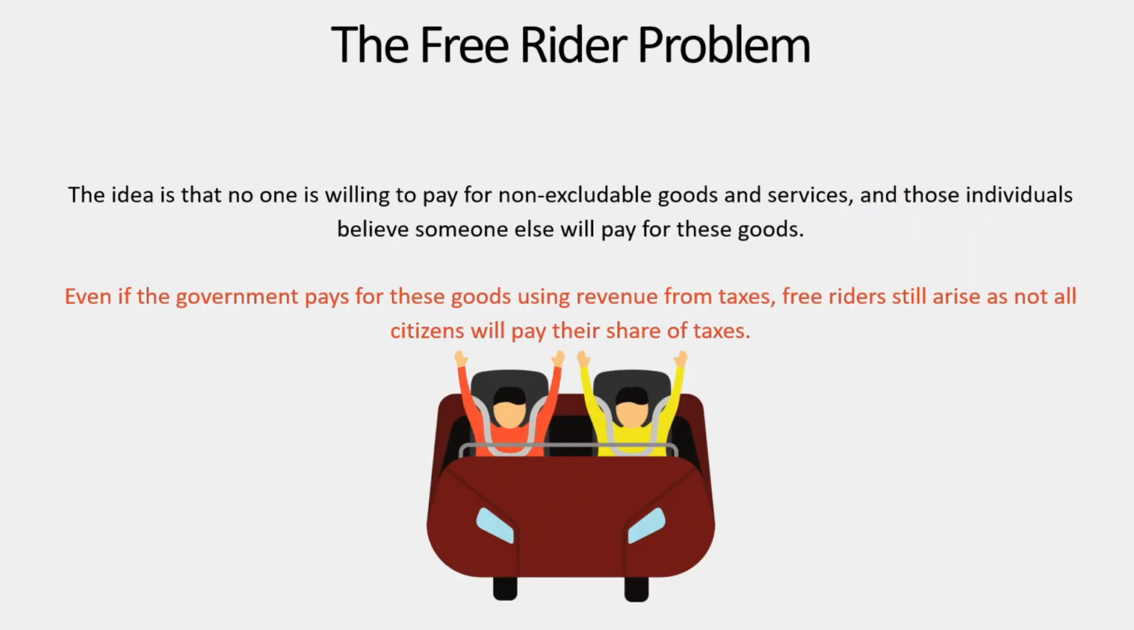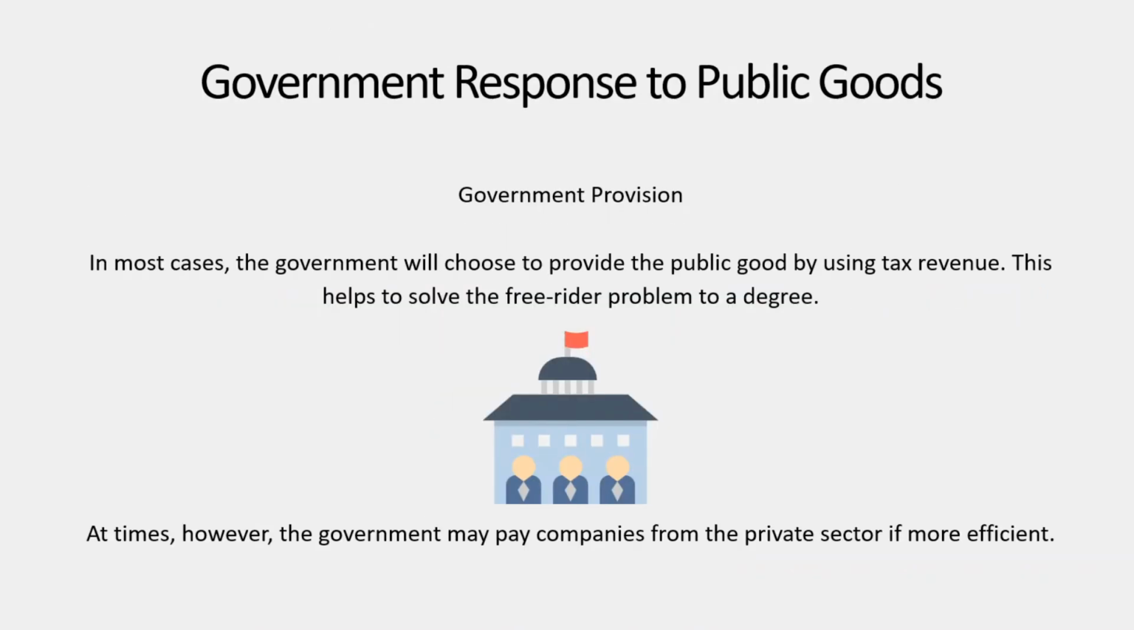One of the problems we have here, especially with public goods, is the free rider problem. The idea that no one is willing to pay for non-excludable goods and services, and those individuals believe someone else will pay for them. Because of this, we do need a government, and the government needs to get involved. They need to create some kind of revenue through taxation to avoid the free rider problem, and they need to create public goods. So in most cases, the government will choose to provide public goods by using tax revenue. This helps solve the free rider problem, like I said.